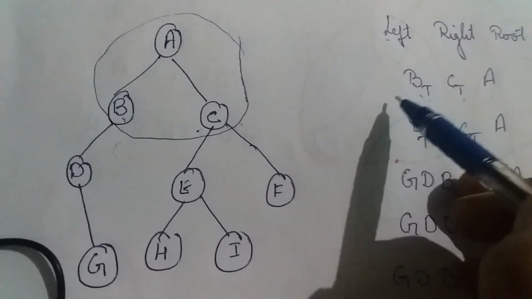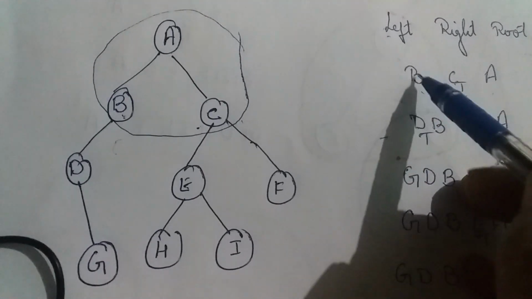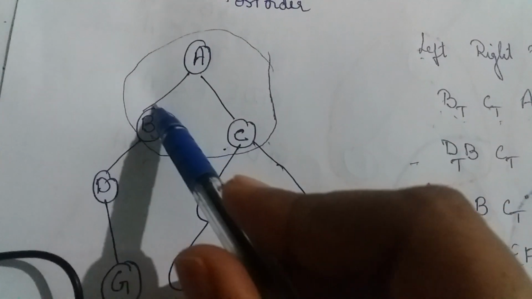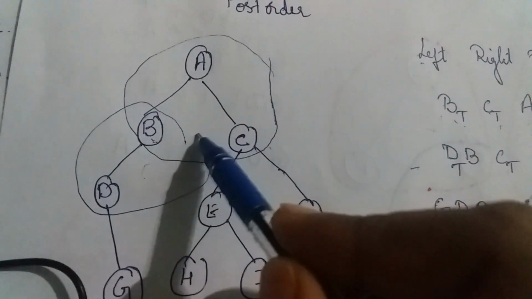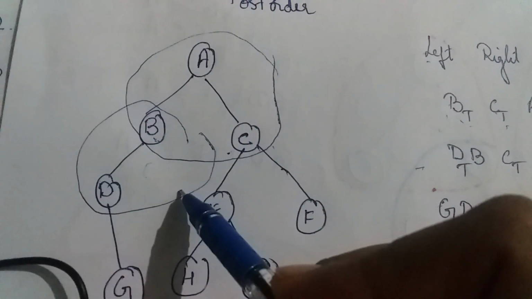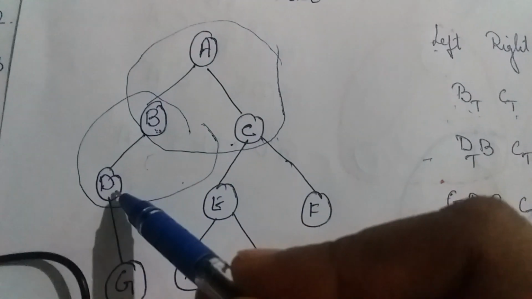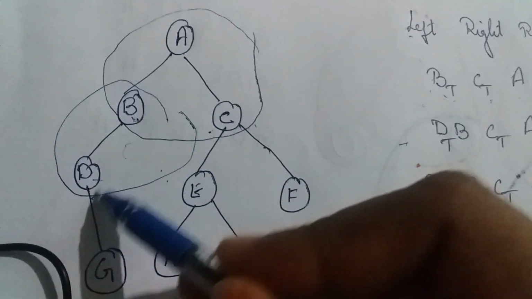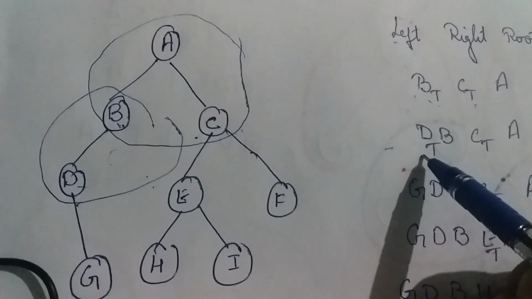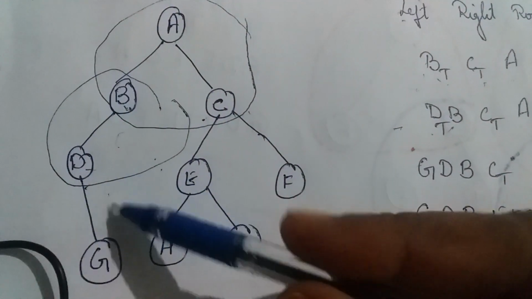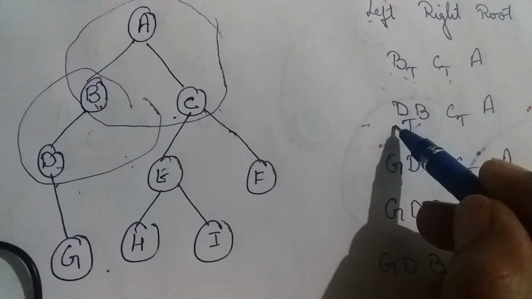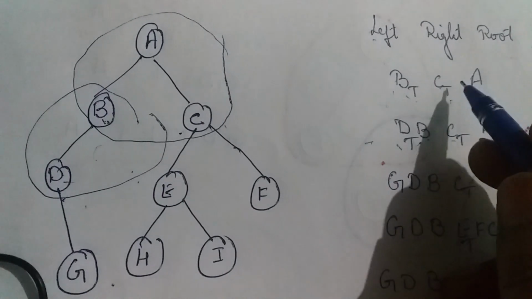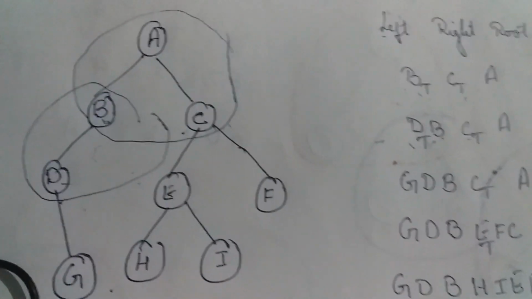Then the next step, consider node B. If I consider node B, it is left, right and root. Left is D, right does not exist, so I write D, B. So D, B I have written. D has subtrees, it has to be traversed, hence I have written DT and B. Then CT is copied like that and A is copied from the previous step.